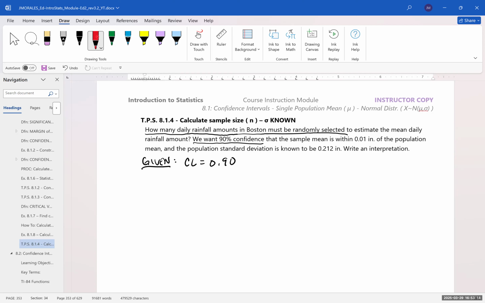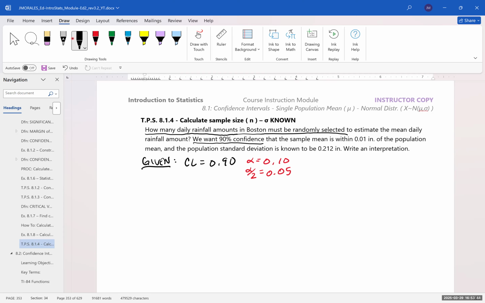All right, and we might as well calculate the significance level. So what does the significance level have to be? So that the confidence level plus the significance level equals 1, it's going to be 0.10. And again, we might as well divide that in half because we're going to have to take that significance level and put it on two tails of our distribution. So that's going to be 0.05.